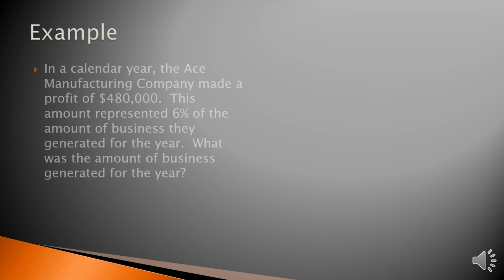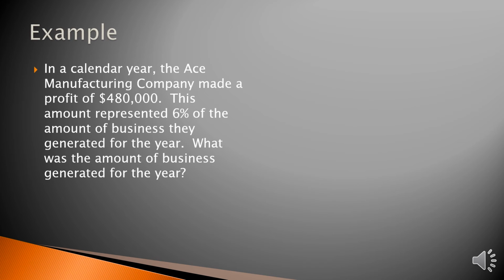Let's take a look at this example. In a calendar year, the Ace Manufacturing Company made a profit of $480,000. This amount represented 6% of the amount of business that they generated for the year. What was the amount of business that they generated for the year? Pause the video at this point to give yourself a chance to complete the word problem on your own.